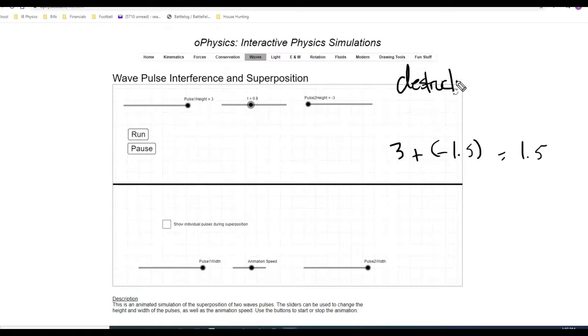A lot of people, I don't know why, like to say deconstructive. I guess they think of it as the opposite of constructive. Deconstructive interference is not a thing. You should never ever use the term deconstructive interference. You have constructive and you have destructive. If they're the same sign, if they're both positive or both negative, it's constructive interference. If one is positive and one is negative, it's always destructive. Not deconstructive, that's not a thing. Destructive, as in destroy. As in the two waves, because one is positive and one is negative, are destroying each other. That's how you remember the difference between them.